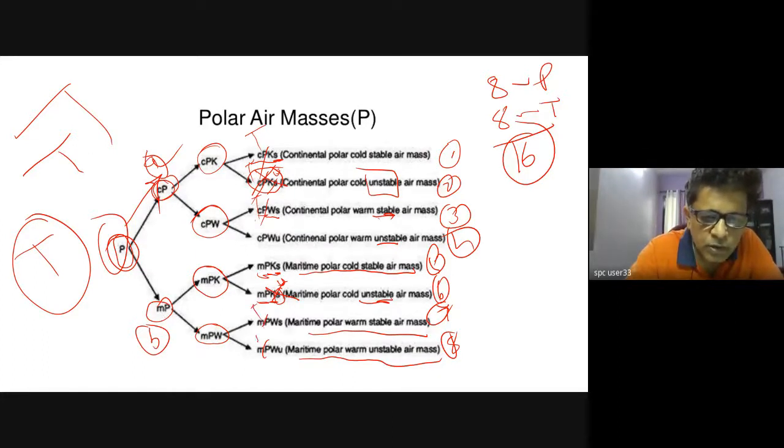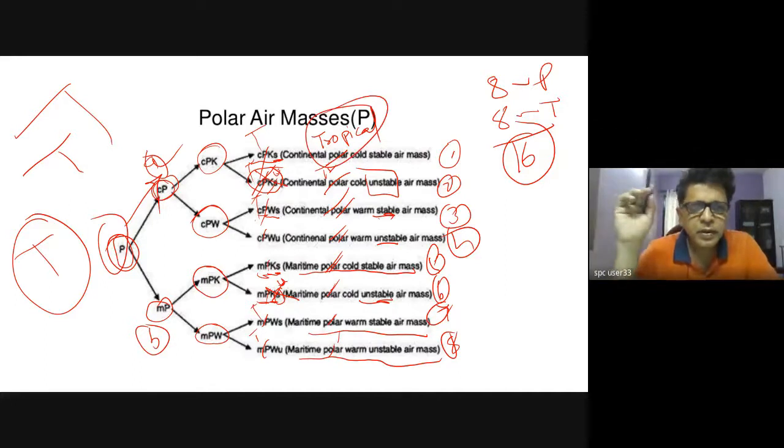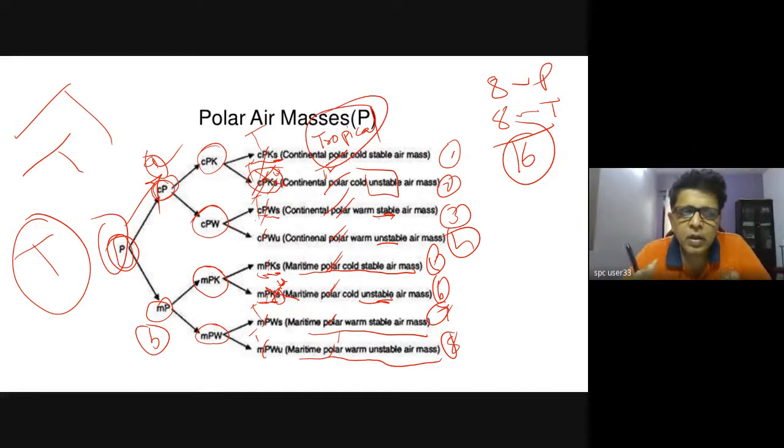All you have to do is just remove the T, and from polar, instead of polar, you say, sorry, tropical. Cancel this, cancel this, cancel this, cancel this, cancel this, cancel this. Instead of that, use the word tropical, and you get the possible combinations of tropical air masses. What you have in front of you is the possible combinations of polar air masses. Just remove the P and put in the T, and instead of polar, write tropical.